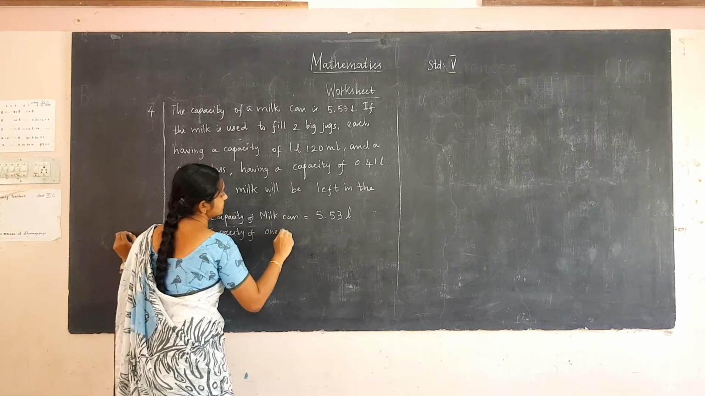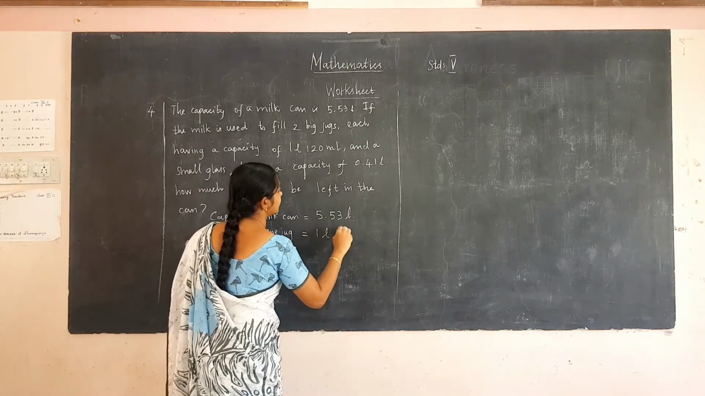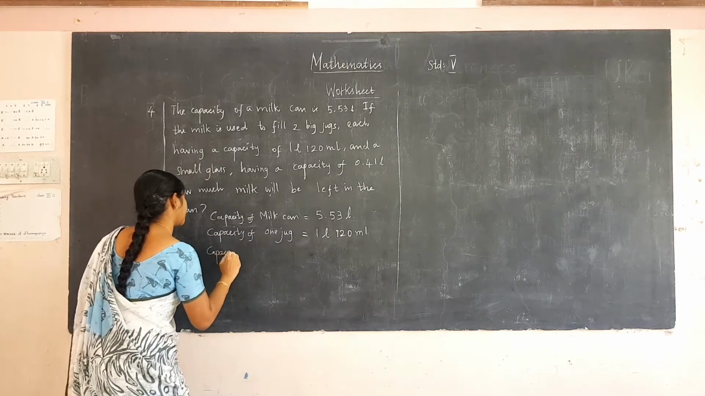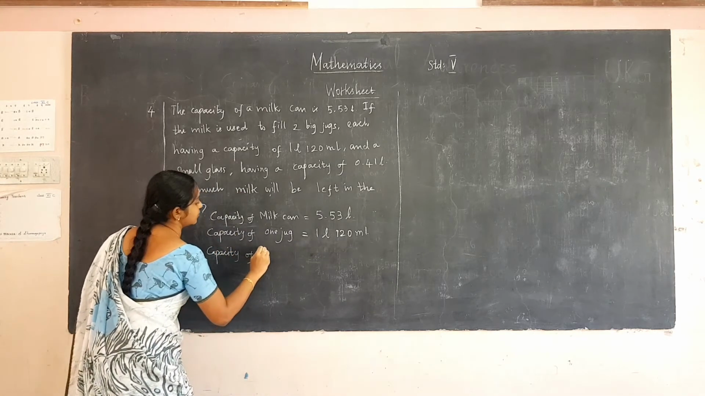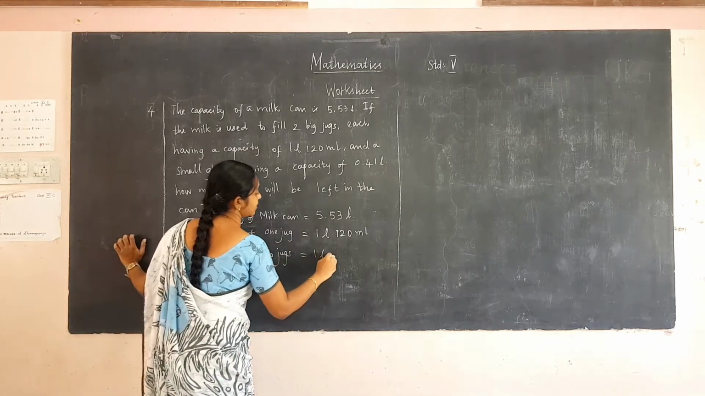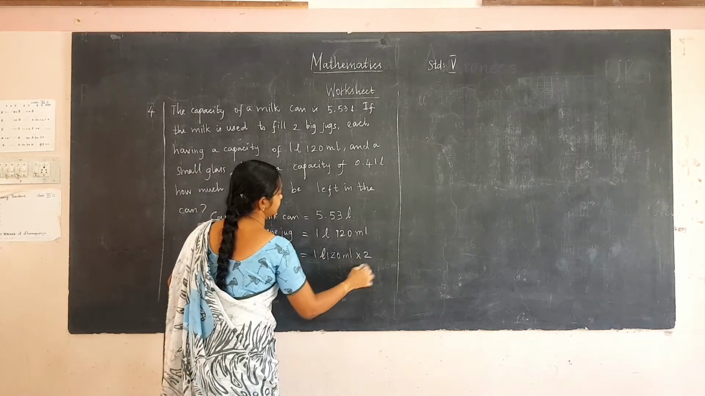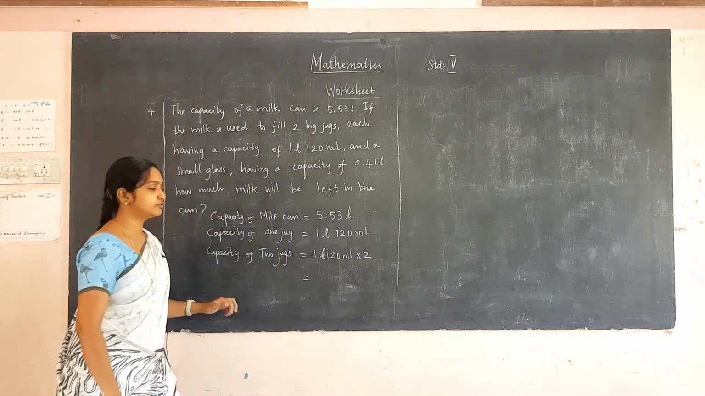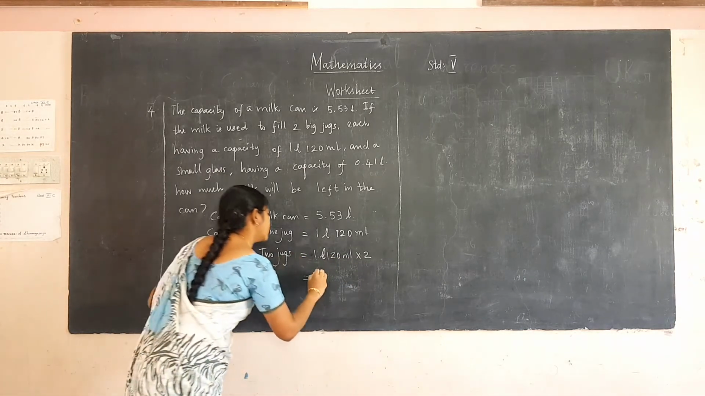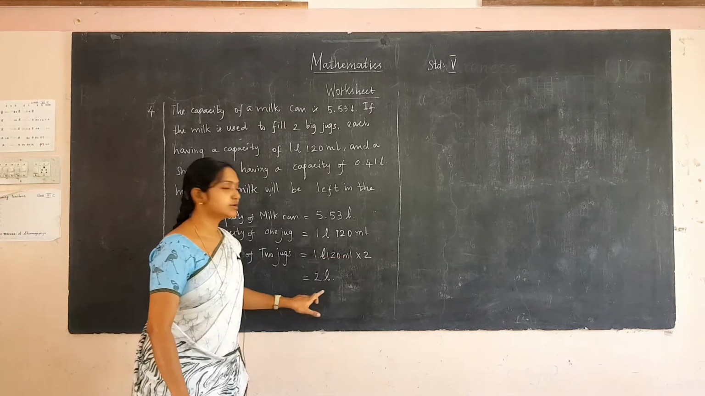Capacity of one jug is given as 1 liter 120 milliliter. Capacity of two jugs means we have to multiply 1 liter 120 milliliter by 2. First multiply the liter. 1 liter into 2. 1 into 2 is 2. So first we write liter, 2 liter. 1 liter into 2 is 2 liter.